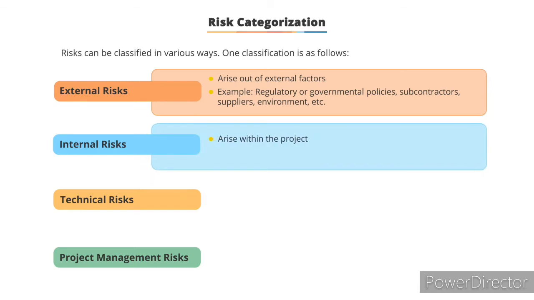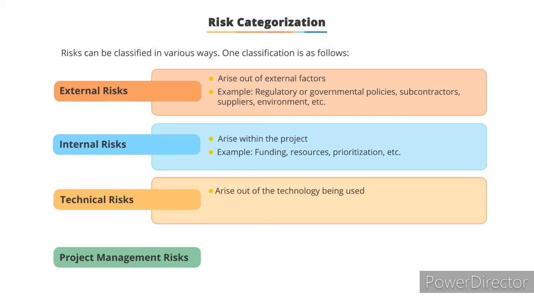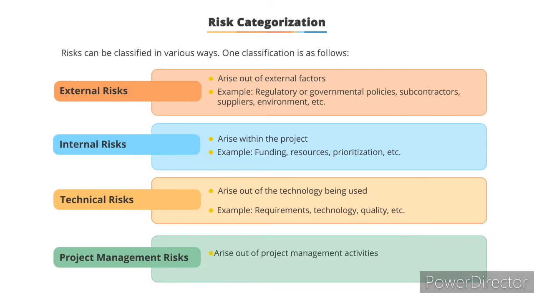Internal risks arise from within the project. For example, the complexity of the work may result in time and cost escalations. Technical risks arise from the technology being used. Projects in space exploration have a lot of technical complexity. Risks could be related to project management. For example, if there are many interdependencies between the subprojects, it's a risk from the project management standpoint.